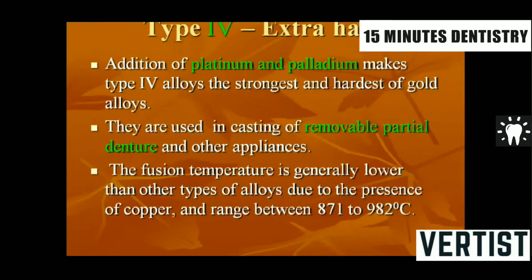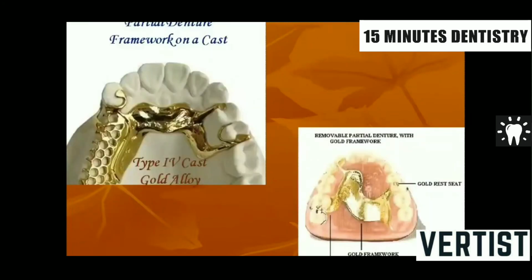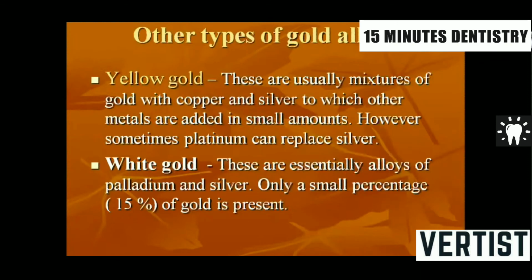Come to type 4, which is extra hard. Addition of platinum and palladium makes type 4 alloys extra hard. So what we make out of them is bases for removable partial dentures. See, removable partial denture bases require a lot of strength. Biocompatibility is good, tarnish and corrosion resistance is good in the alloy, but the problem with gold was again tarnish and corrosion. So we use gold alloy here so that forces coming on one side to another side are balanced well and you can have a nice denture base lasting for a longer time. So type 4 alloy is used for base, partial denture frameworks.